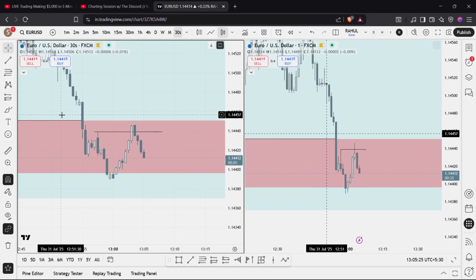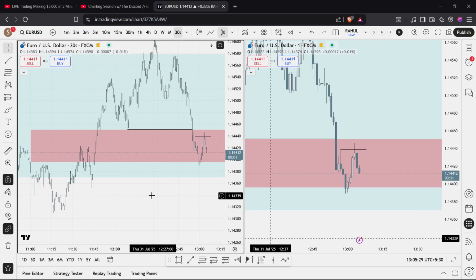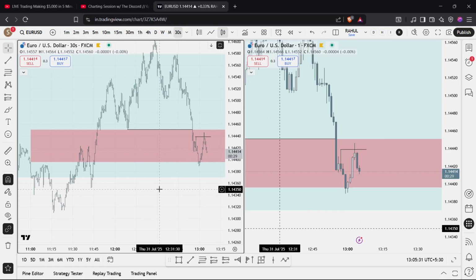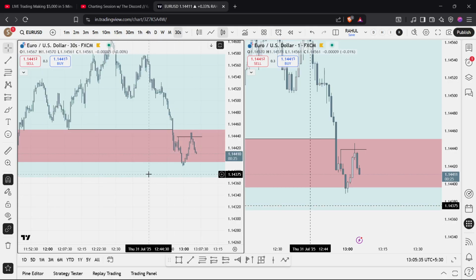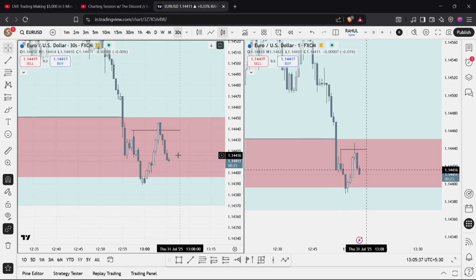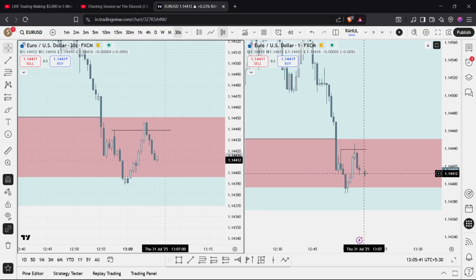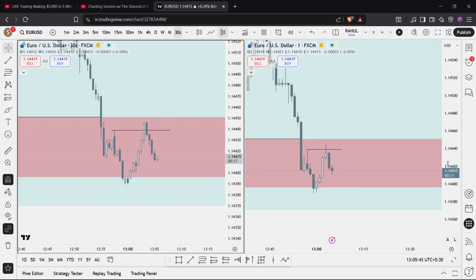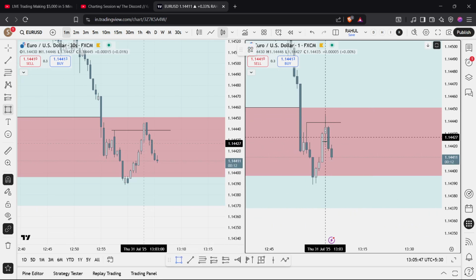So right now I'm looking for an entry. My overall bias was bullish, but as you can see, the market is showing quite bearish movement within the London Open. So just waiting for a confirmation. As you can see, this liquidity has been set. So as soon as we close below this fair value gap, I'll be looking to enter the trade.